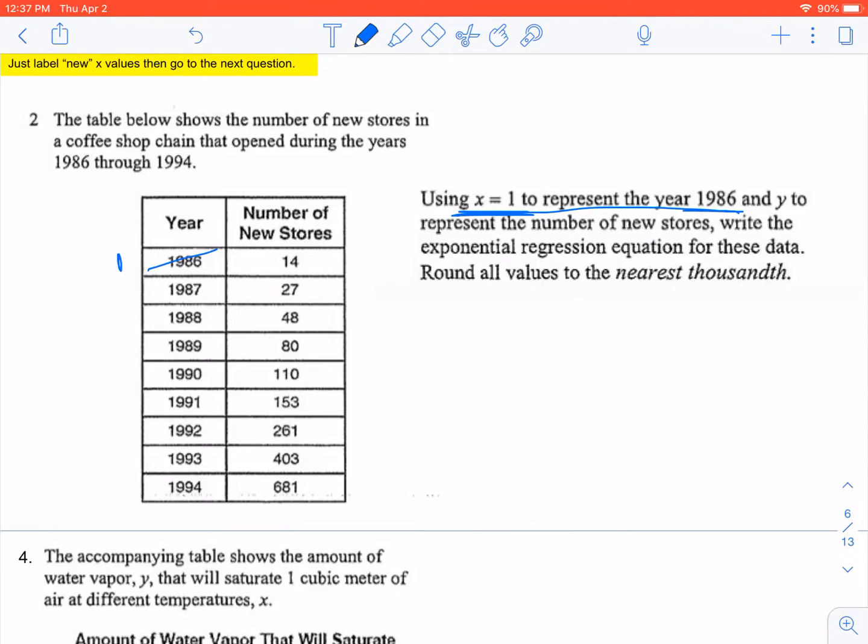Which means then for 87, that would be 2. And then 88, 3, 4, 5. These are all nice. They're going in order. 7, 8, 9. That was very nice of them to keep those in order and not skip around. So now we have our table, and we are going to find an exponential regression. That means make a line go through these dots the very best that it can.